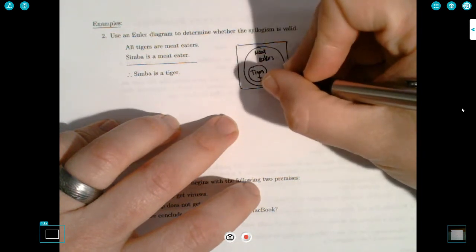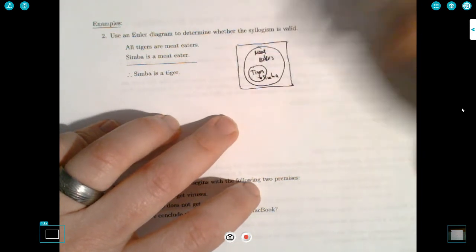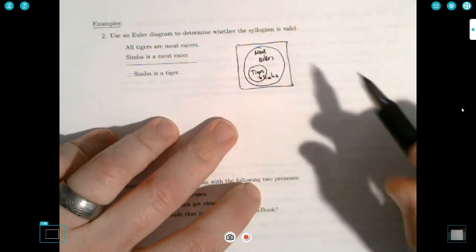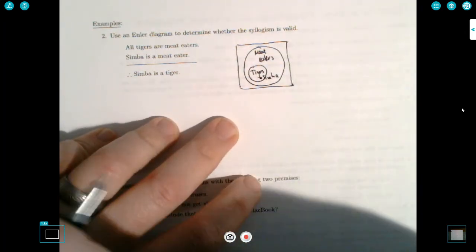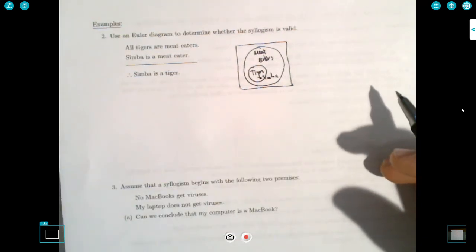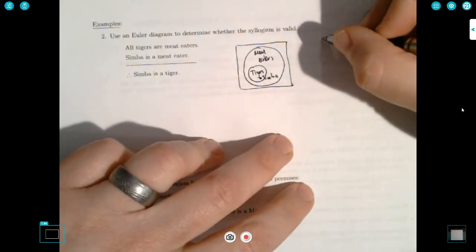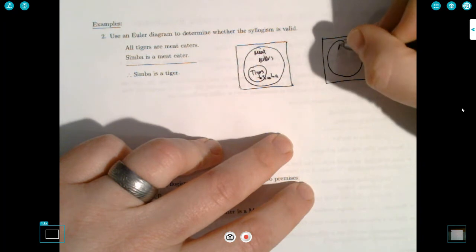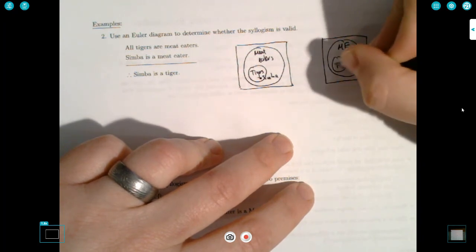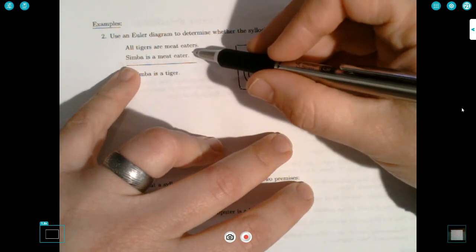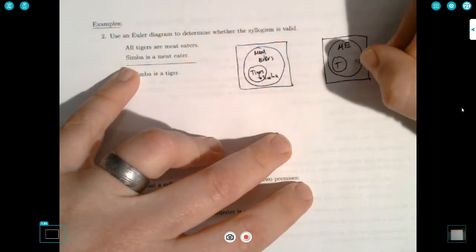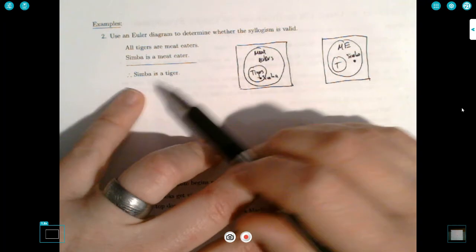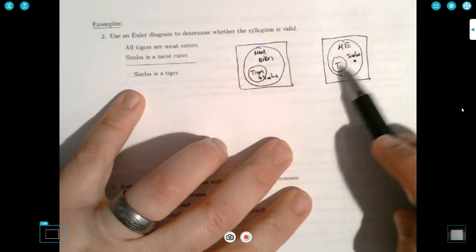If we put Simba right here, then the conclusion Simba is a tiger, that's true the way that we've drawn this diagram. But notice that there's another possibility. We didn't have to draw it that way. So you've got meat eaters, you've got tigers, and the second statement doesn't say Simba's a tiger, it just says Simba's a meat eater. So maybe Simba's actually out here, right? And in that case, you can see that the conclusion Simba is a tiger is false, because he's not inside of that little circle.